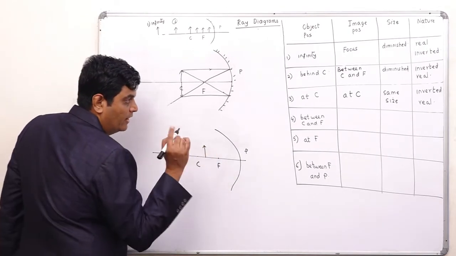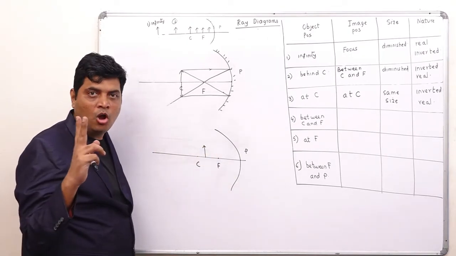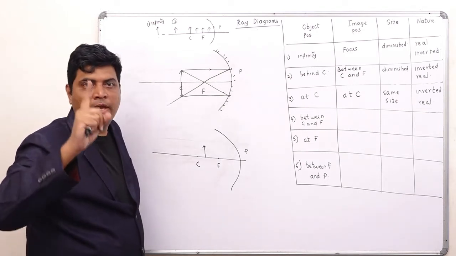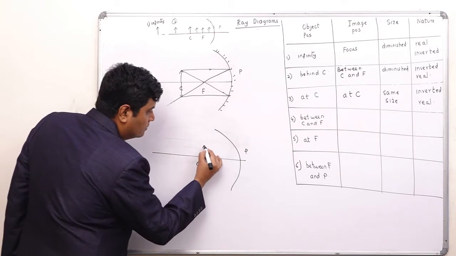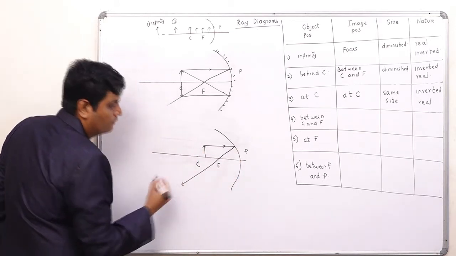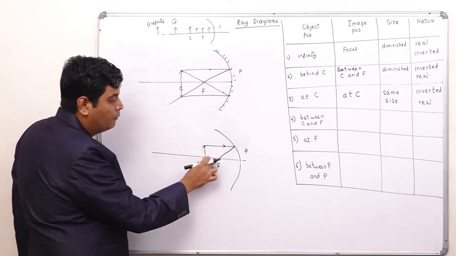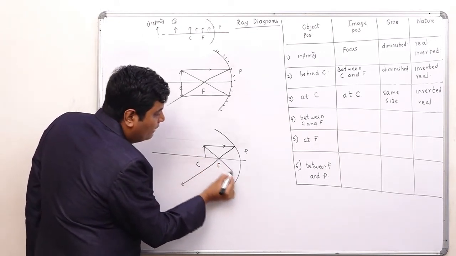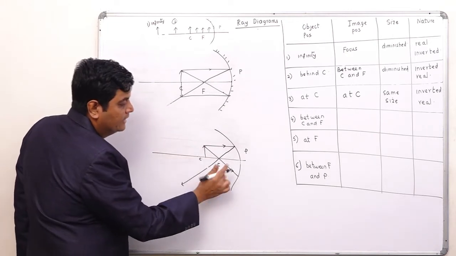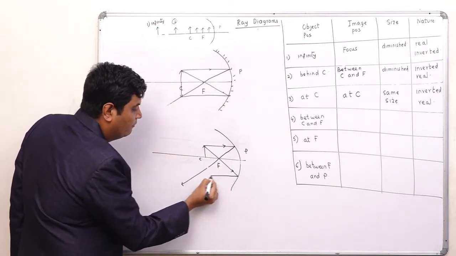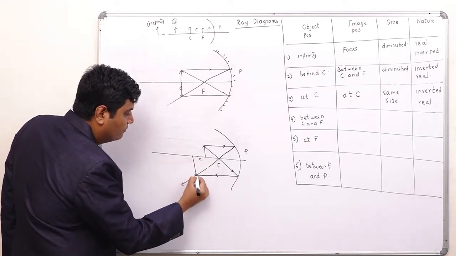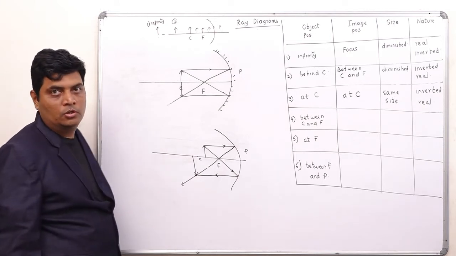This is my object. First, there are two rays we have to draw. Always remember, one parallel, one passing through the important point. This parallel ray will pass through the focus. Second, your important point is the focus, so it will pass through the focus, and we know when the incident ray passes through the focus, the reflected ray is parallel to the principal axis, and this will be your image.